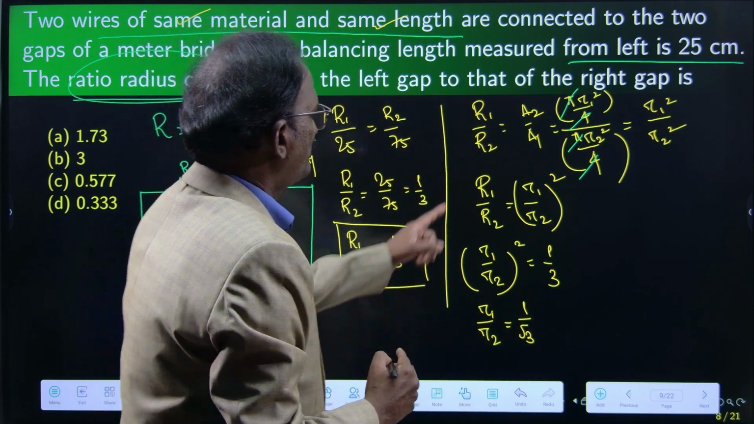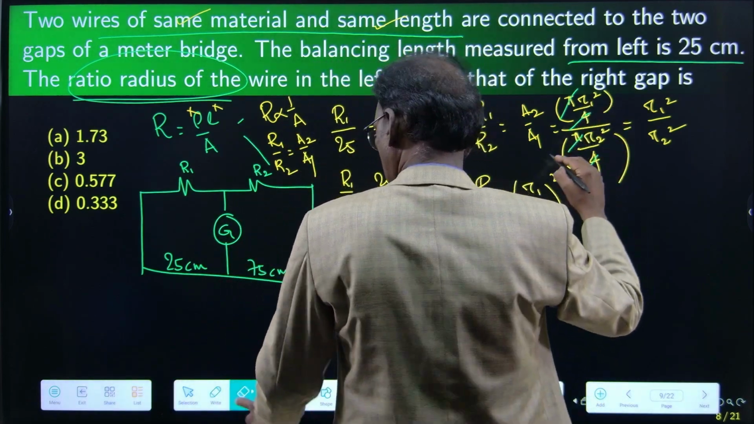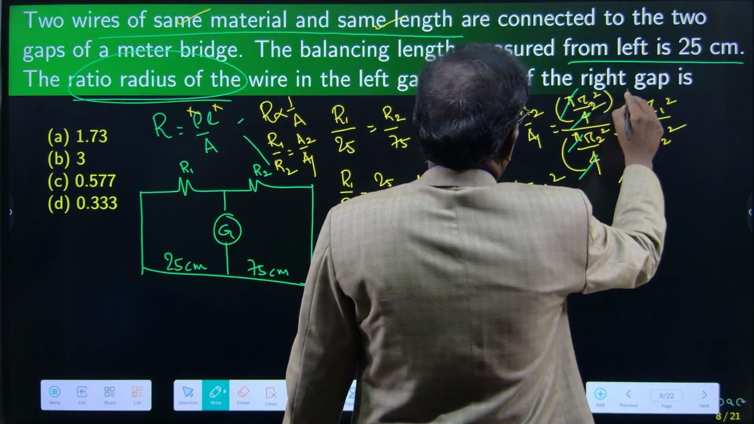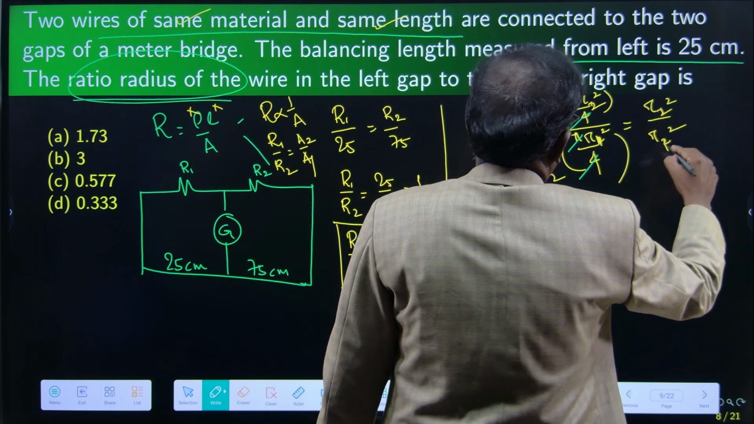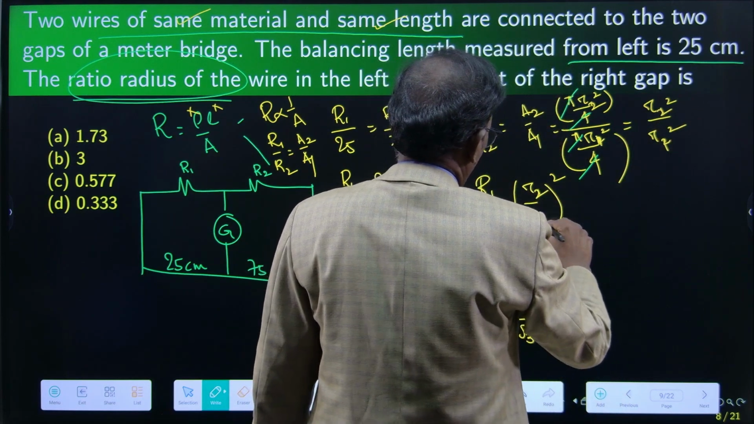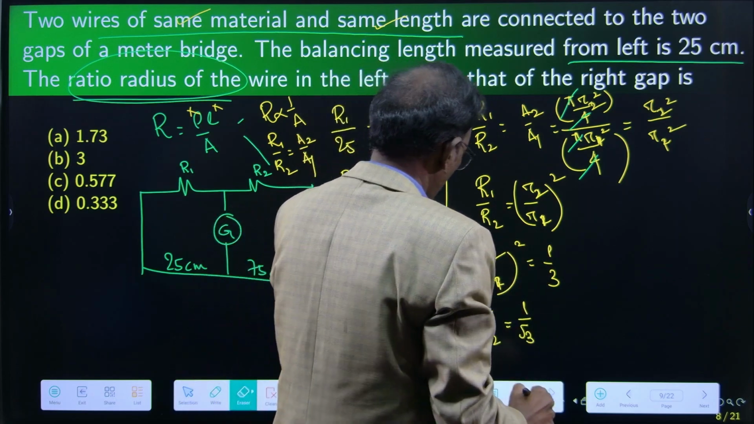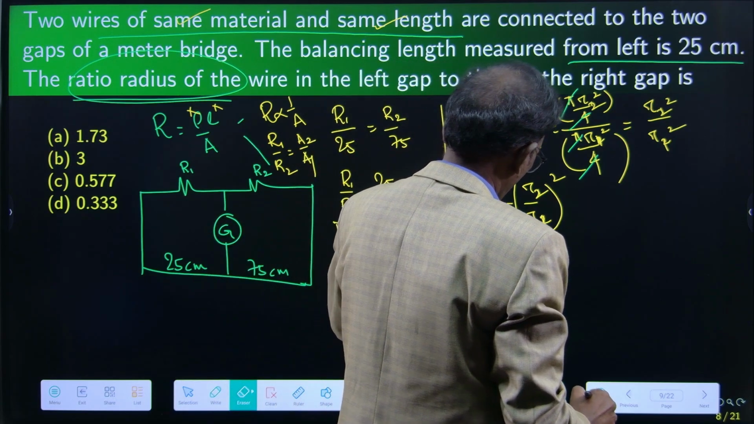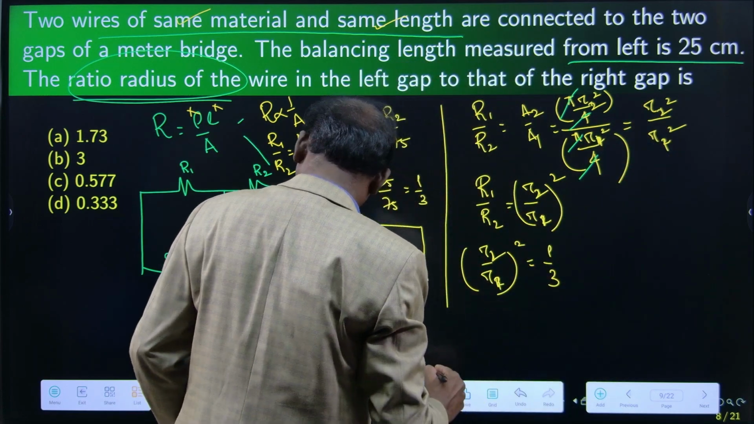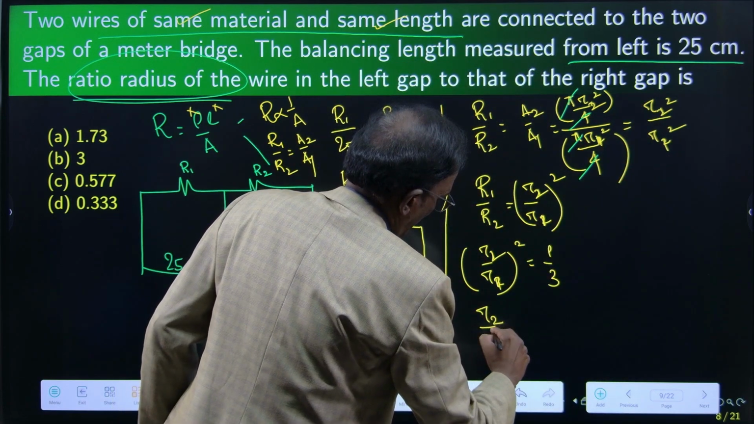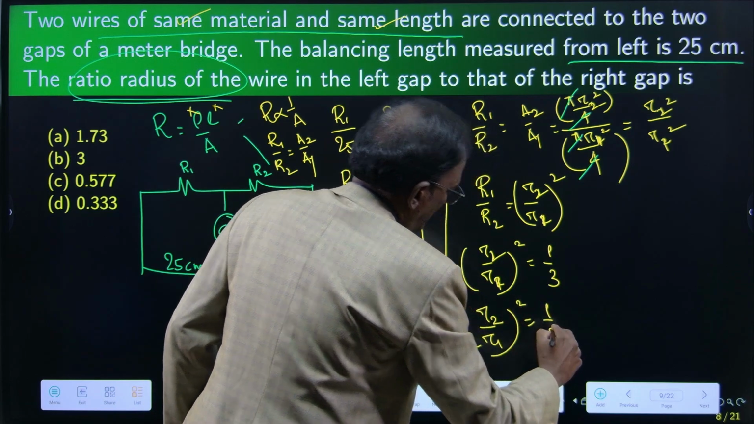So this is A2 by A1. I am sorry, here there is a mistake. This is R2. This is R1. So it is R2 by R1, R2 by R1 square is equal to 1 by 3.